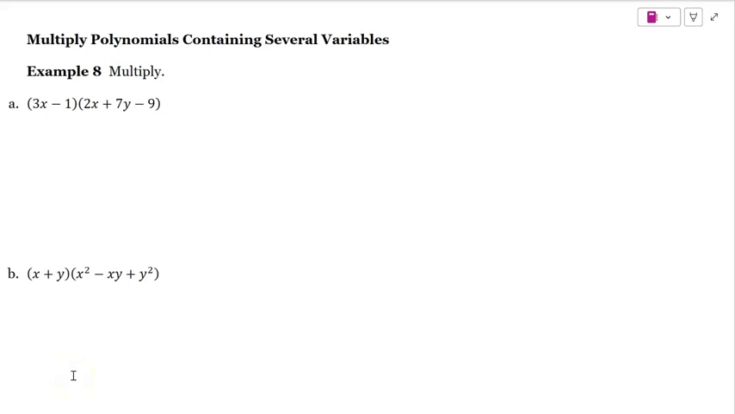Multiplying polynomials containing several variables. We have a couple different strategies for multiplying polynomials. One that we talked about was to use the distributive property. I'll do that for example A.